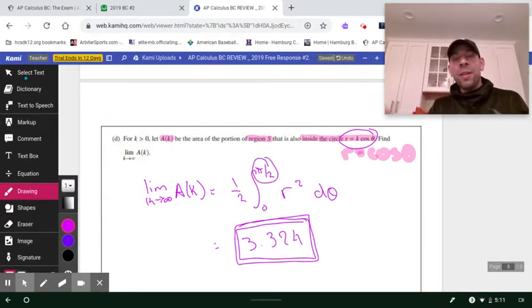Ladies and gentlemen, I hope you feel a little bit better about polar functions. Half the battle with these is just not being intimidated by them. But I think we're ready to rock and roll.